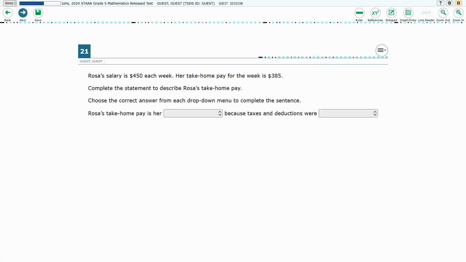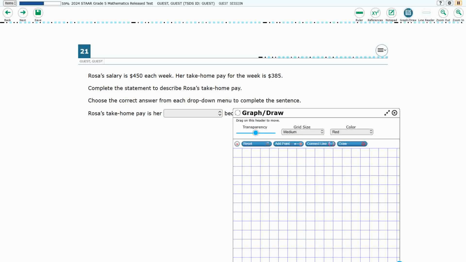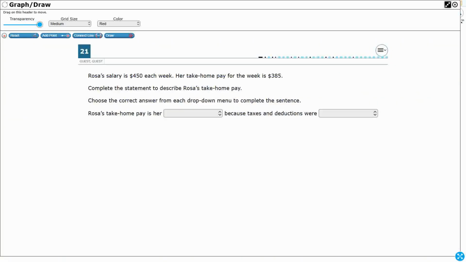So for number 21, we've got this inline choice here, and it's about income and payments. So this is standard, let's see what we've got here, 5.10b, and it's just a lot of words here. Rose's salary is 450. Her take-home pay is less. It's 385. So she makes 450 a week, but she actually gets a paycheck for 385. So she's missing some money. Now, Rose's take-home pay is her.